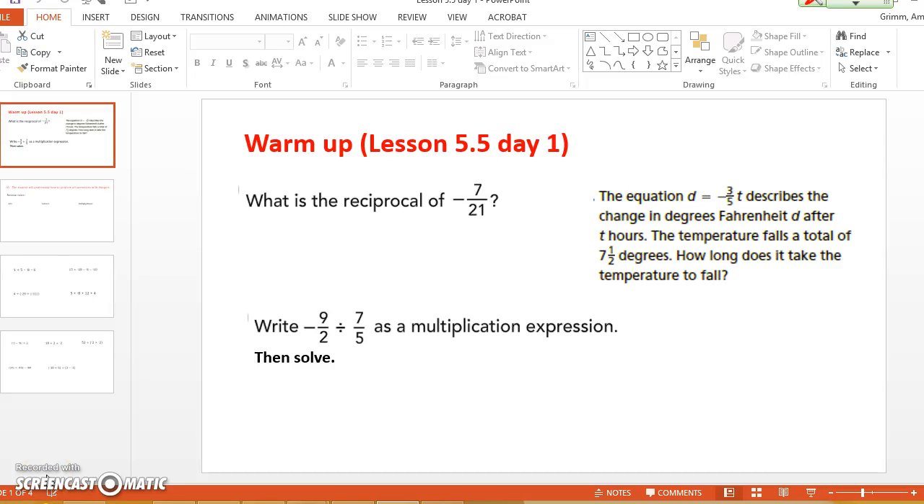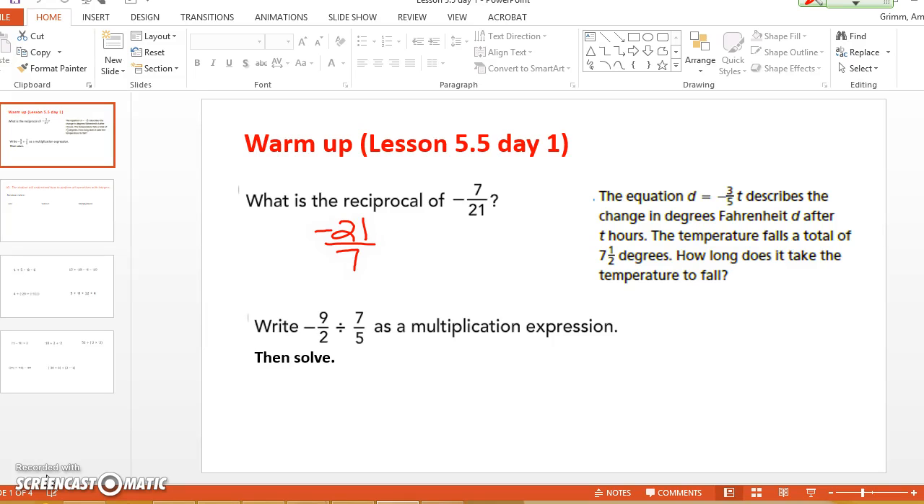First one, what is the reciprocal of negative 7 over 21? So that vocabulary word, reciprocal. Layla: Negative 21 over 7. Very good. So all you do is flip it. That's all reciprocal means. Now, if it just asks for reciprocal, that is the true reciprocal.